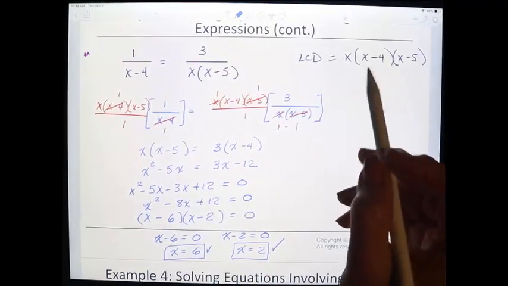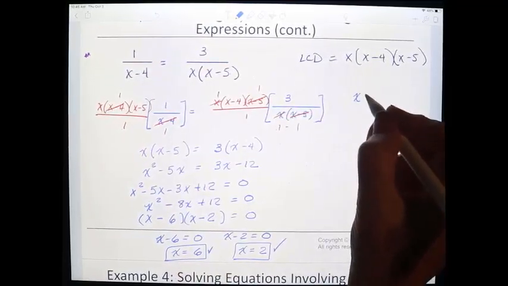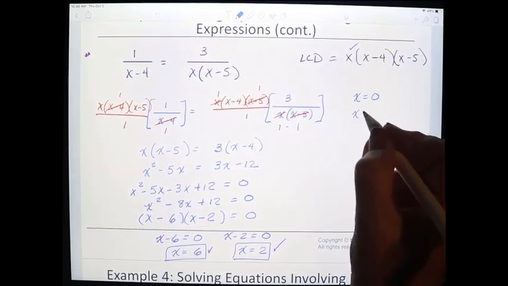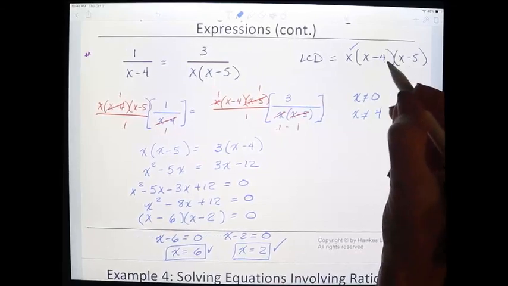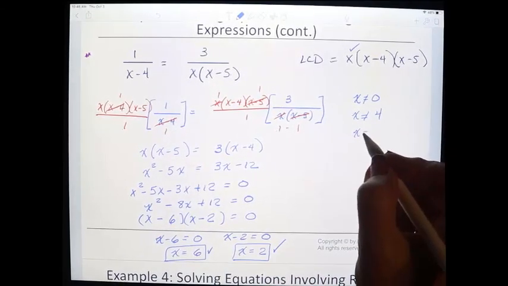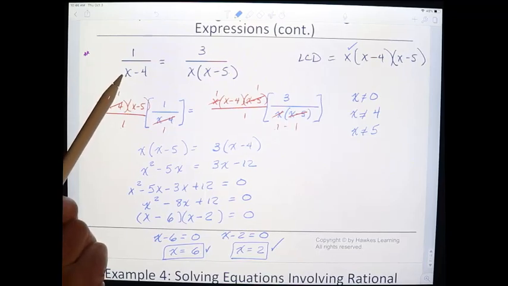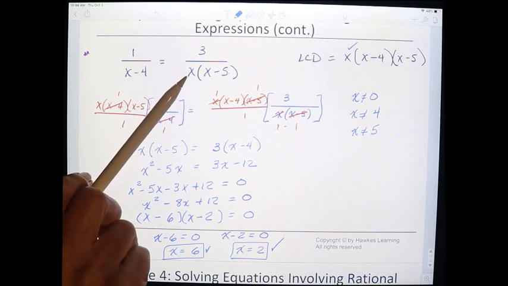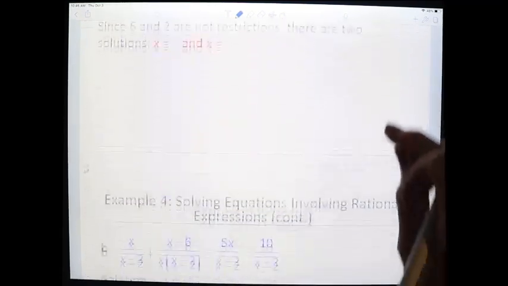Looks like we have 3 restrictions here on this denominator. X cannot be 0 from this first factor. X cannot be 4 from the second factor. And x cannot be 5. If x is 4, we get a 0 here. If x is 5, we get a 0 there. If x is 0, we get a 0 there. So those are the restrictions on that denominator.